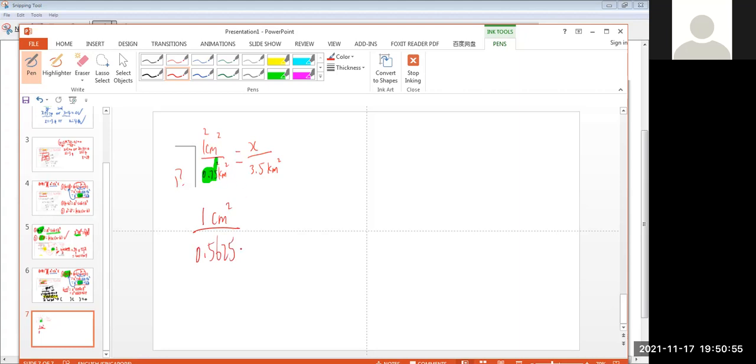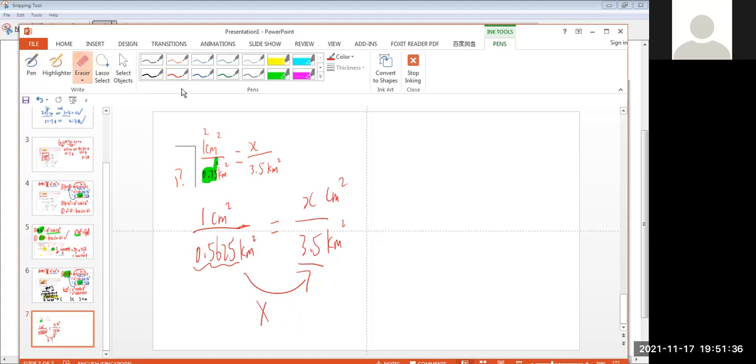Okay, so 0.5625, and then I have the kilometer square here, and then I have X here, I have 3.5 here. Okay, now things are very simple. How do you get X? Okay, so before you get X, what you need to do is ask yourself, how do you get 0.5625 to 3.5? Okay, so you need to times something, right? So you just need to find out the factor, which is 3.5 divided by 0.5625. So in fact, you need to times this.